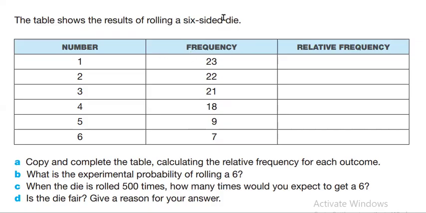So the first step to find the relative frequency, I have to find the total frequencies. So I'm going to add them all together to find the total frequencies. Yes, we add them all together. So let's add them together here. Annotate first. So here, 23 plus 7 is 30, right? 21 plus 9 is another 30.